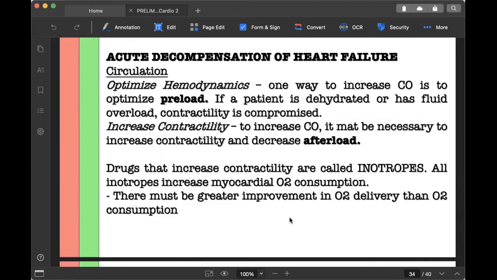And if a patient is dehydrated or has fluid overload, contractility is actually being compromised. While you increase contractility to increase your cardiac output, it may be necessary to increase the contractility and decrease your overload. Drugs that increase contractility are called inotropes, and all inotropes increase your myocardial O2 consumption, and there must be a greater improvement in O2 delivery than your O2 consumption, so that there's going to be a balance or equilibrium in terms of the delivery of oxygen in the entire parts of the body.